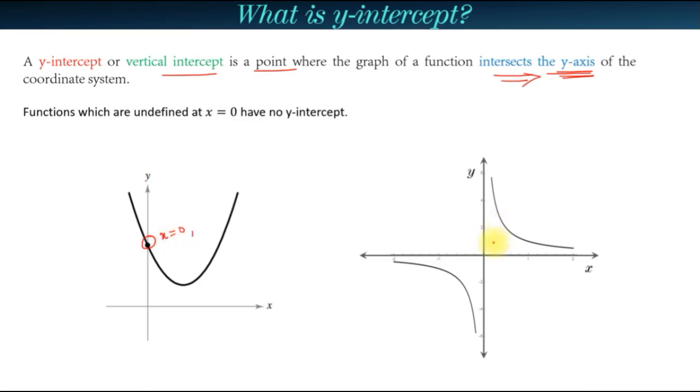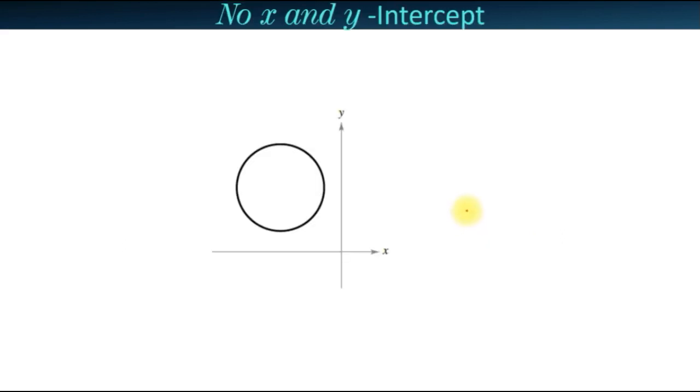Suppose a function is not defined at x equal to 0, so it will not have any y-intercept, because this graph is not intersecting the y-axis. It is not necessary that every graph will have an x or y-intercept. In this graph, a circle has been drawn. This graph neither intersects the x-axis nor the y-axis, so we can say that it will not have any x or y-intercept.